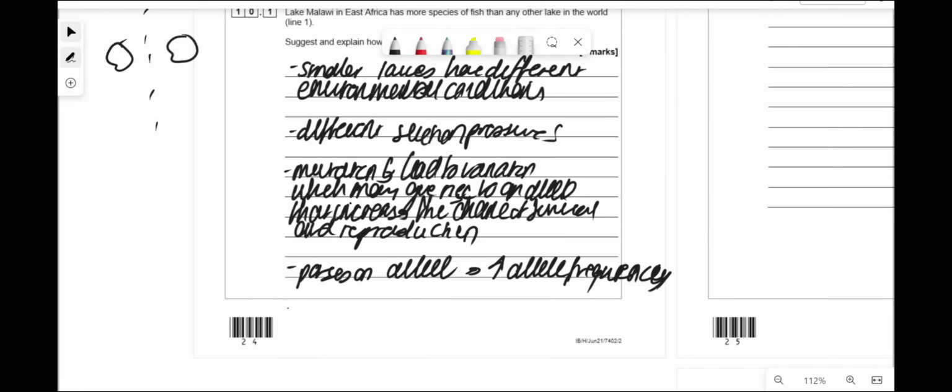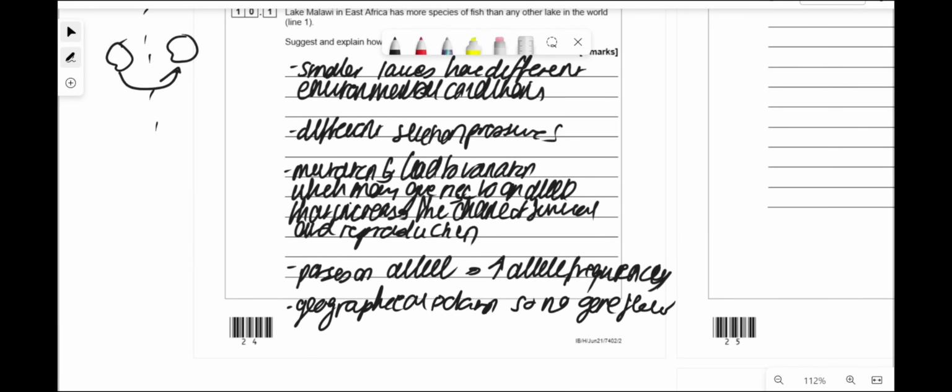And what happens is that you've got geographical isolation, so there's no gene flow because they can't reproduce with each other, so there's no gene flow between the two. And eventually what happens is that they become different species and they cannot interbreed to provide fertile offspring.